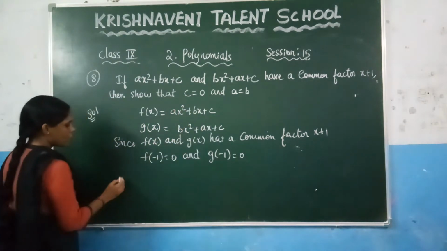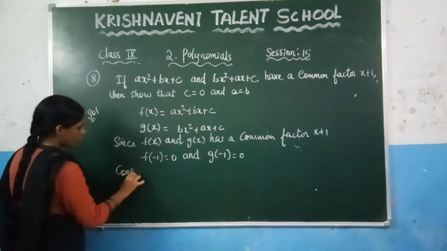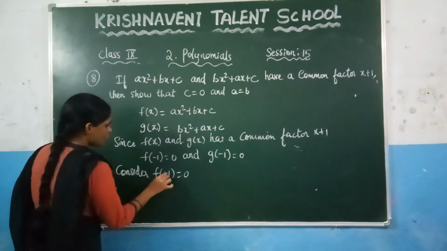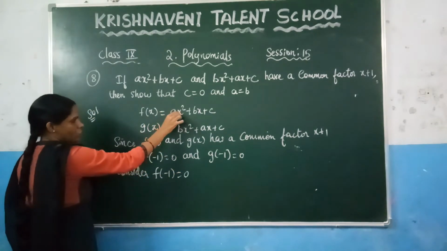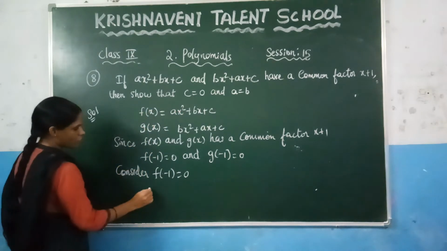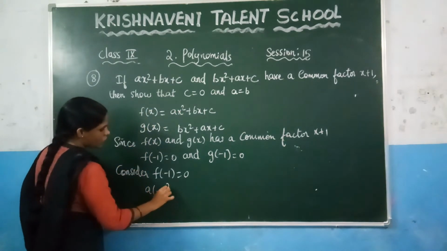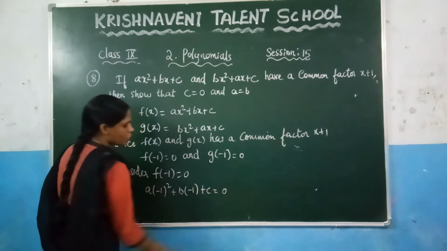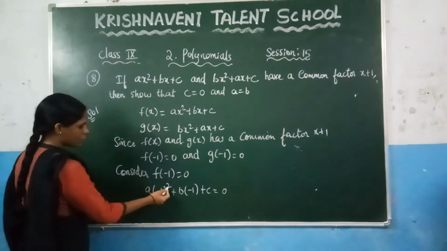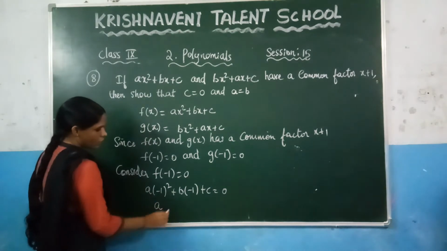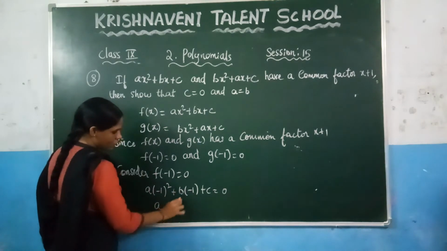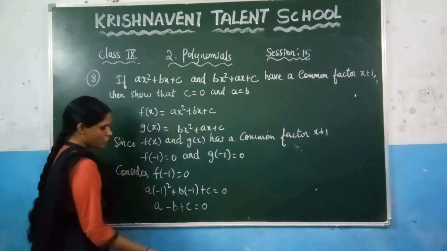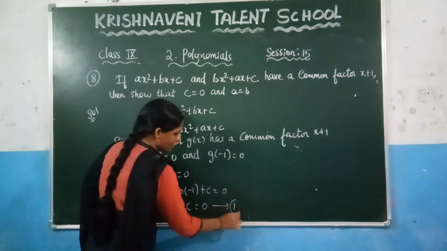Now here, consider f of minus 1 is equal to 0. That means in place of x, you need to substitute minus 1. So write it here, a into minus 1 whole square plus b into minus 1 plus c is equal to 0. What is the value of minus 1 whole square? Which is 1. So a minus b plus c is equal to 0. Let us consider this as equation 1.